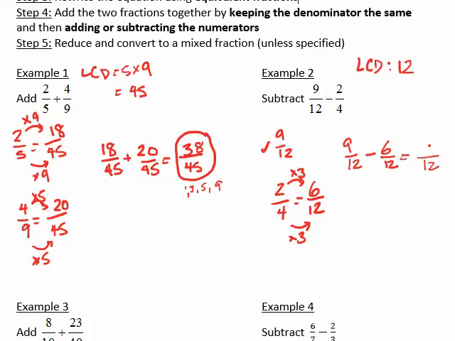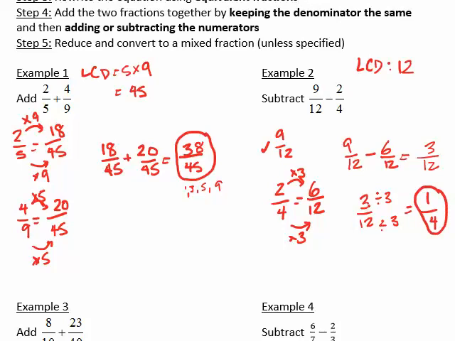And so that's my step 4. And my step 5 is to reduce and convert to a mixed fraction. So can I reduce 3 over 12? Well, I look at my factors of 12 and I see that 3 is one of them. So that means I can divide my top and bottom by 3. So let's just start this on a new line. 3 divided by 12, I can divide both the numerator and denominator by 3. So that means 3 divided by 3 is 1. 12 divided by 3 is 4. So my answer is 1/4.